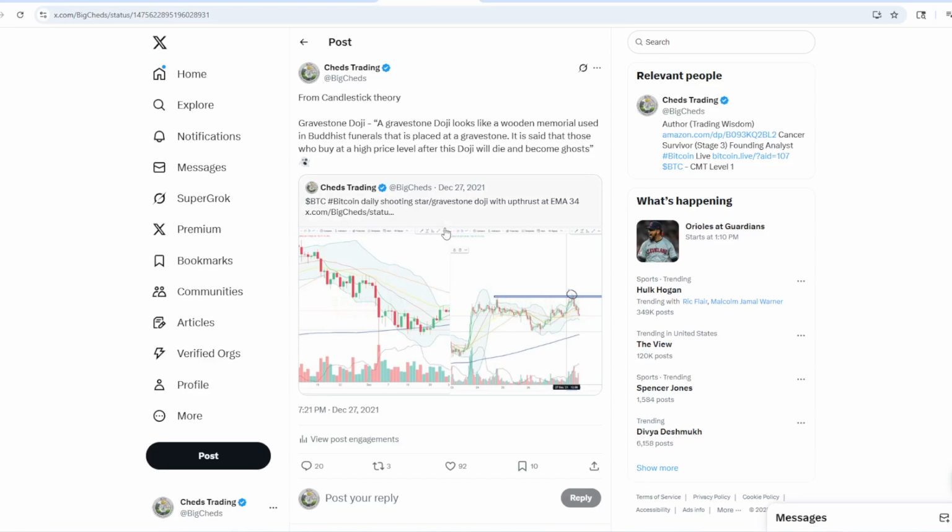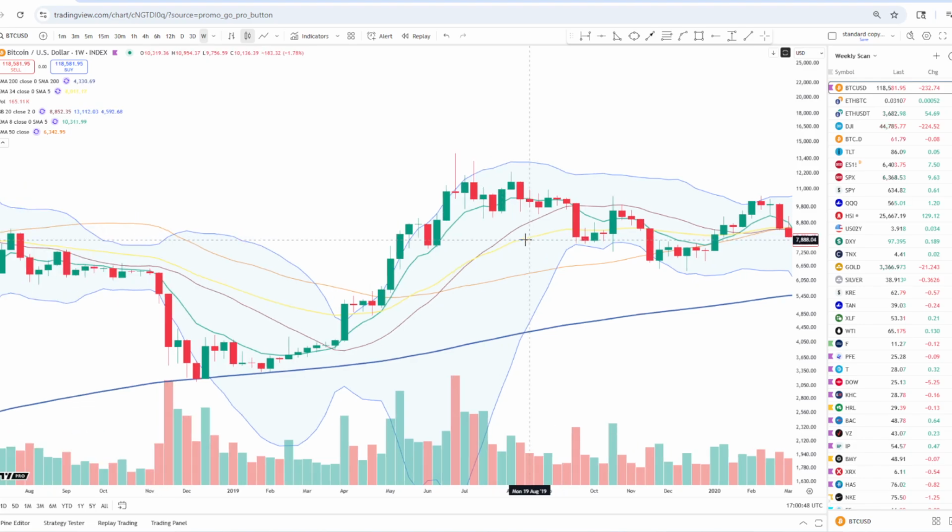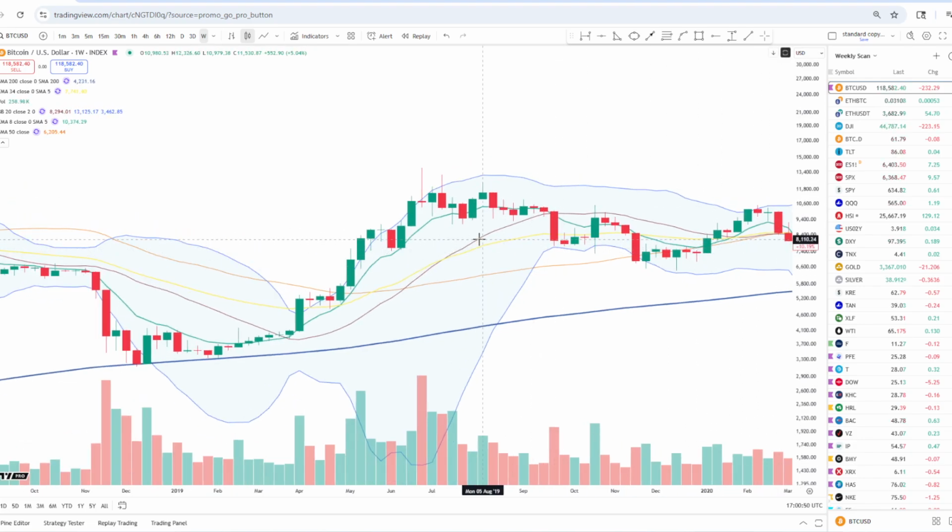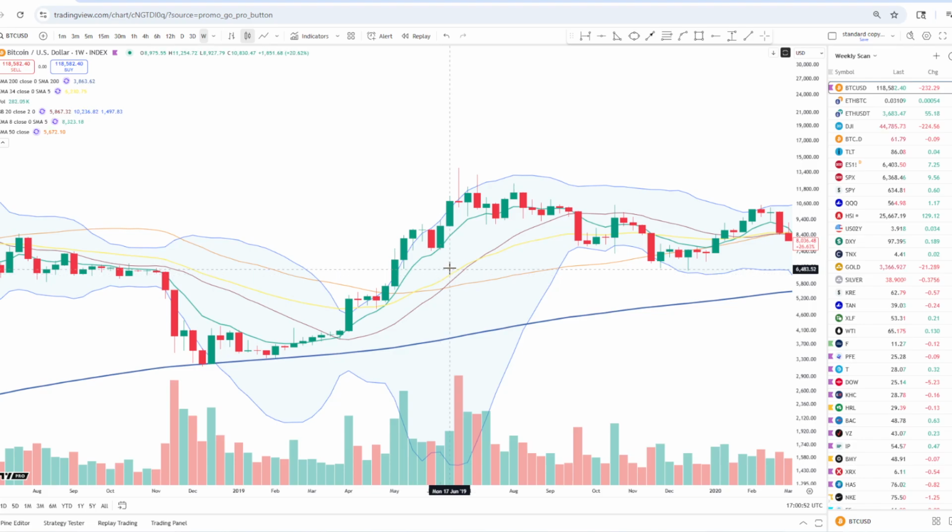There's a fun little quote I found from one of the candlestick books I was reading. A gravestone doji looks like a wooden memorial used in Buddhist funerals that is placed at a gravestone. It is said that those who buy at a high price after this doji will die and become ghosts. That's a little bit scary, but it's a little bit of the lore and the reasoning behind this name in Japanese candlestick theory. Again, we're talking about a methodology that's been around for hundreds of years.